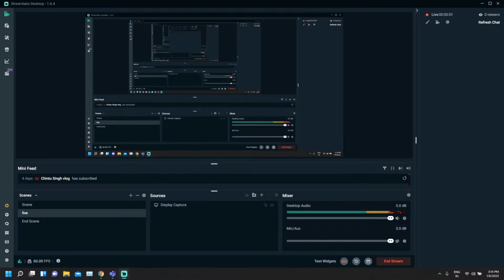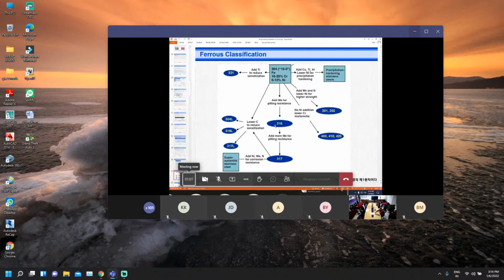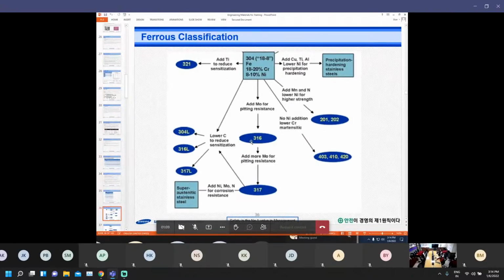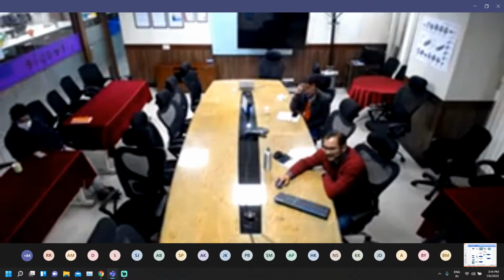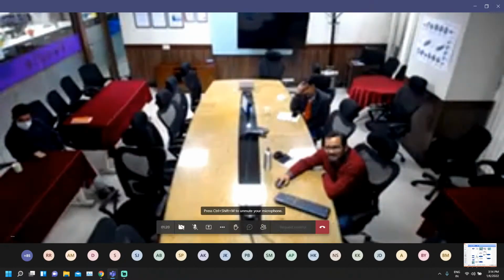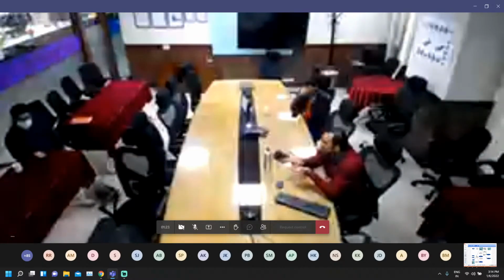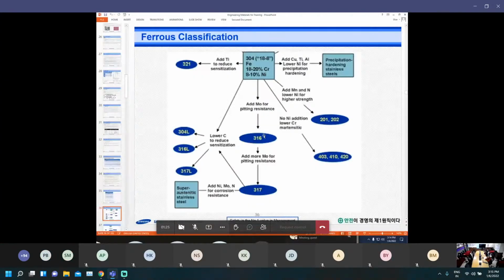In the 304, it becomes 316. Moly is a good alloy for pitting corrosion. So when you are adding moly for pitting resistance in the 304, it becomes 316 material. Okay, when you are again adding some more moly, it becomes a 317 material. So 316, if I'm not wrong, the moly percentage goes up to 2 to 3 percent.